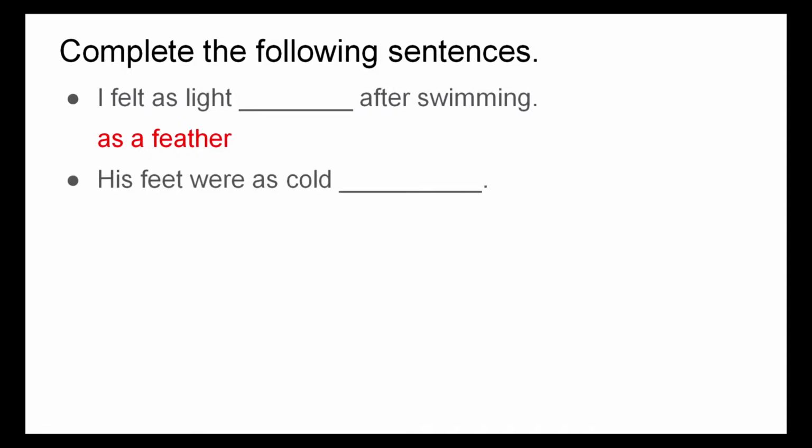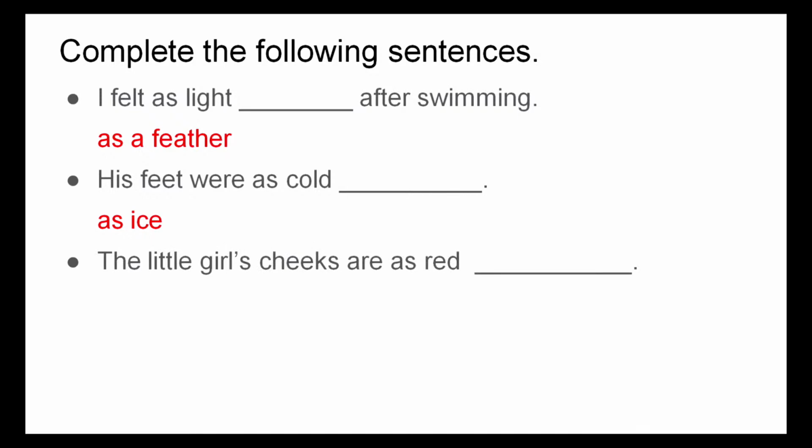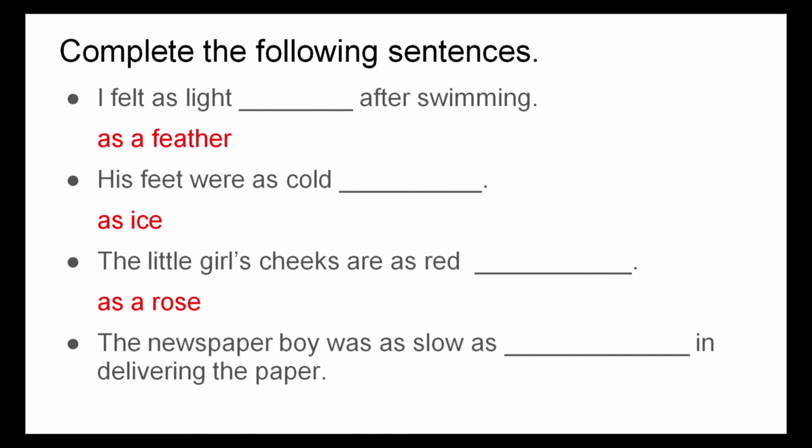His feet were as cold. How were his feet? They were as cold as ice. So something which is very cold, we will say as cold as ice. Next, the little girl's cheeks are as red as a rose. Yes, they are as red as a rose. The newspaper boy was as slow as dash in delivering the paper. So this newspaper boy was as slow as a tortoise. He was very slow in delivering the papers.